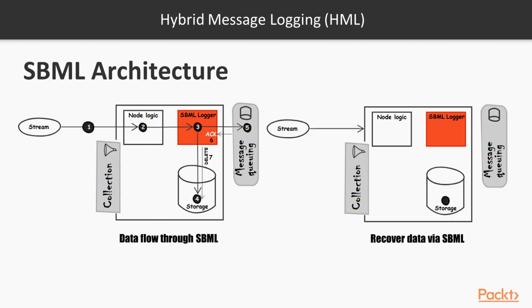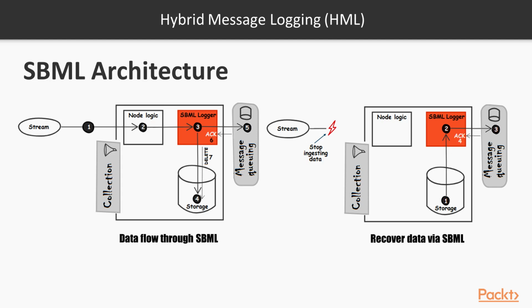Now let's focus on recovering the data via SBML in case of a failure. In other words, the load balancer that sits behind the collection tier cluster will stop sending messages to this collection node. Next, we focus on the messages from the storage that have not been sent to the message queuing tier. The SBML job is to read these messages from the stable storage and send them to the message queuing tier.